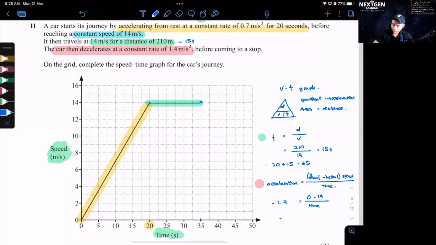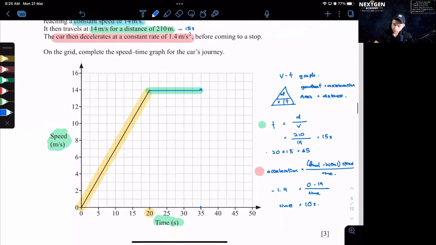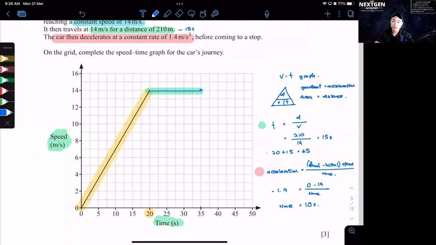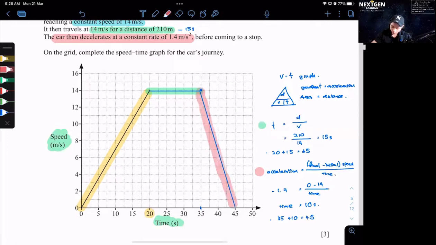Okay, you rearrange the formula. Time would be 10 seconds. So it traveled for 10 seconds. Don't assume that it goes straight away to 50 seconds, because they give you the range here. Just now it was at 35 seconds. So 35 plus 10, you will get 45 seconds. So go down here, and this is the red part of the journey.